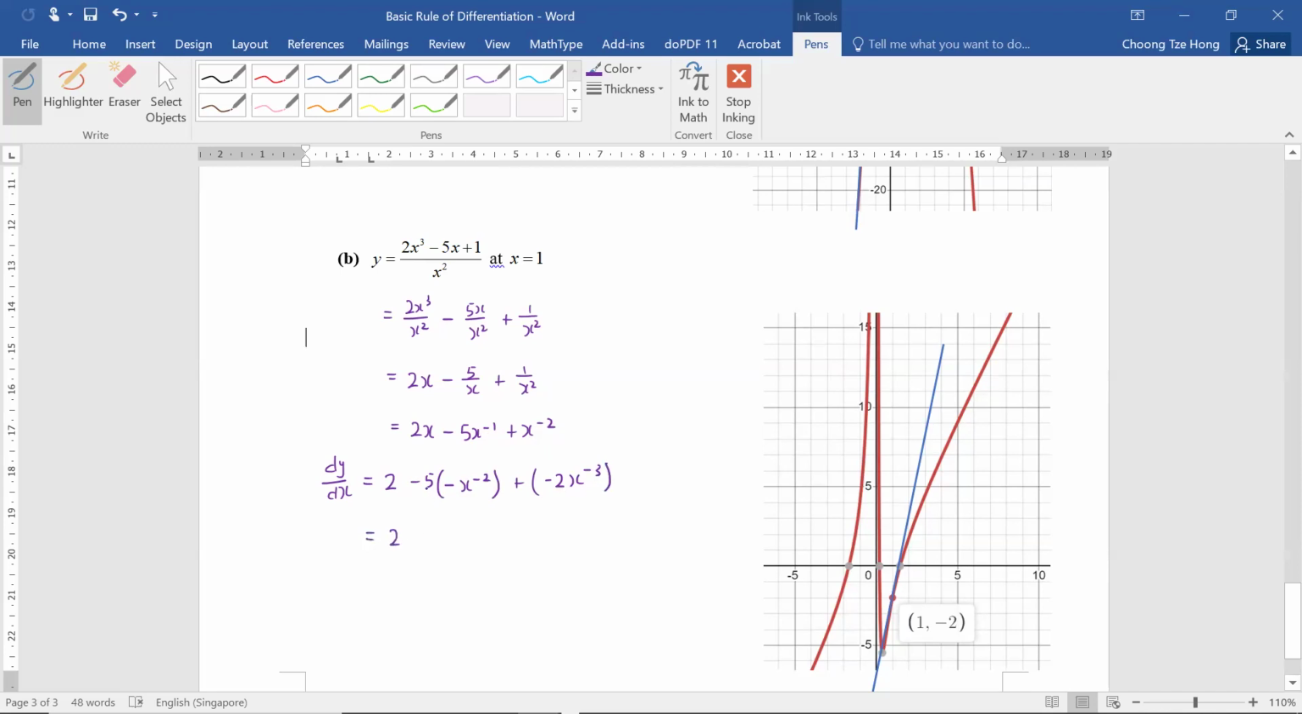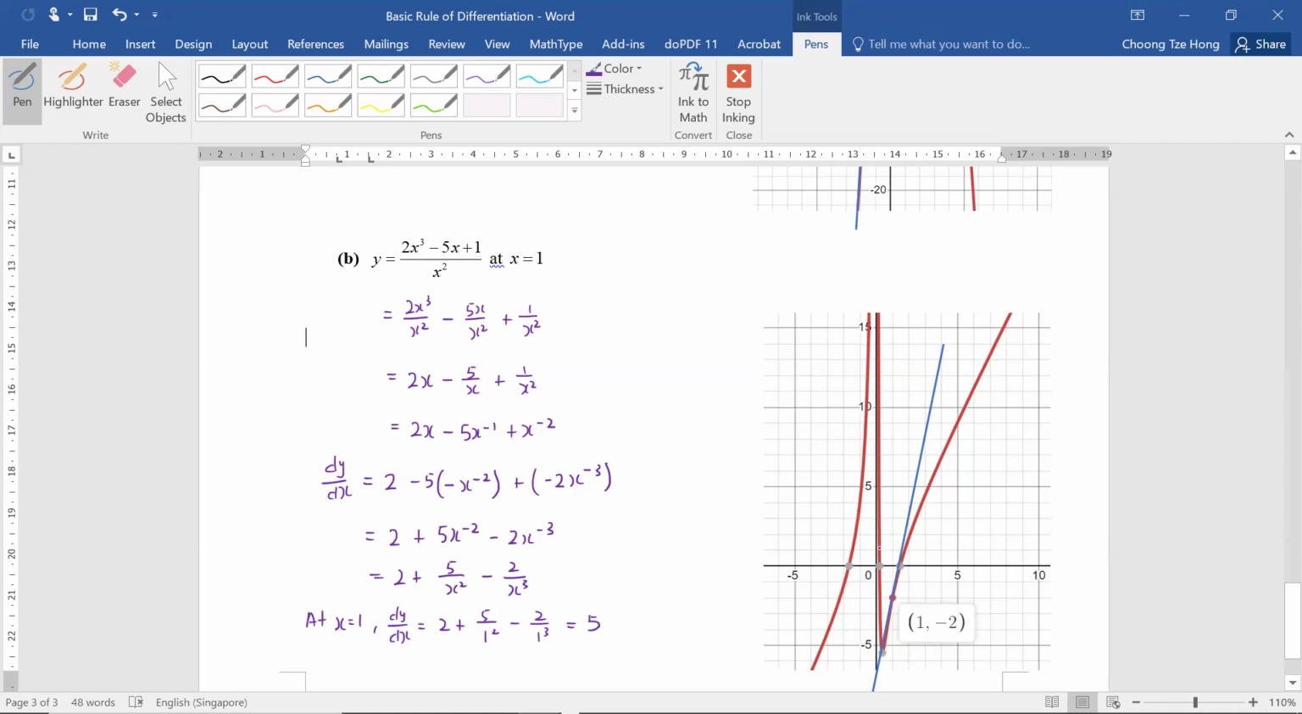You'll get 2 minus times minus plus 5 x to the power of minus 2, plus minus, so still minus 2x to the power of minus 3. So 2 plus 5 over x squared minus 2 over x cubed. They want it at x equals 1, so we'll substitute x equals 1. At x equals 1, dy dx will be 2 plus 5 over 1 squared minus 2 over 1 cubed. So 2 plus 5 is 7, 7 minus 2 is 5.